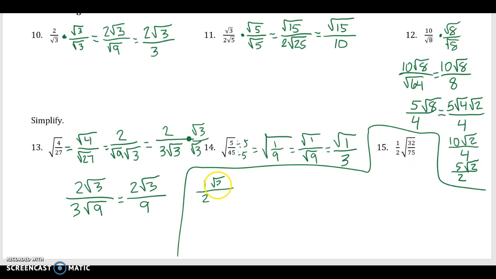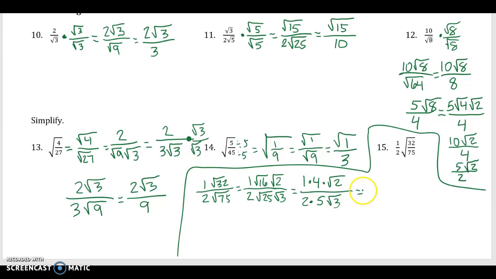And then I can rewrite this as the square root of 32 over the square root of 75. Okay, I'm going to put my 1 again, put my 2 again. Square root of 32, we can break that down or factor it into the square root of 16 times the square root of 2. In the denominator, the square root of 75, we're going to make that factors of 25 and 3. Let's keep going. I'm going to show all this. So this is 1 times the square root of 16 is 4, and then times the square root of 2. Denominator, we have 2 times square root of 25 is 5 times the square root of 3.